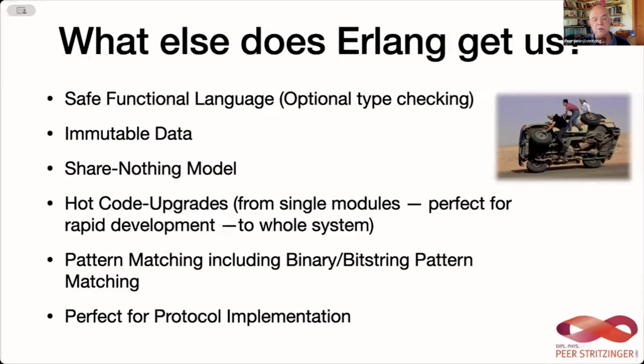It also supports hot code upgrades. Why did you want fault tolerance in the first place? Because you get systems that run forever without being interrupted. But if your code upgrade requires the system to restart all the time, then every small upgrade causes a lot of interruptions. So as soon as you have fault tolerance, you also want no disruptions because of upgrades. So Erlang supports hot code upgrades, and it goes from a single module.